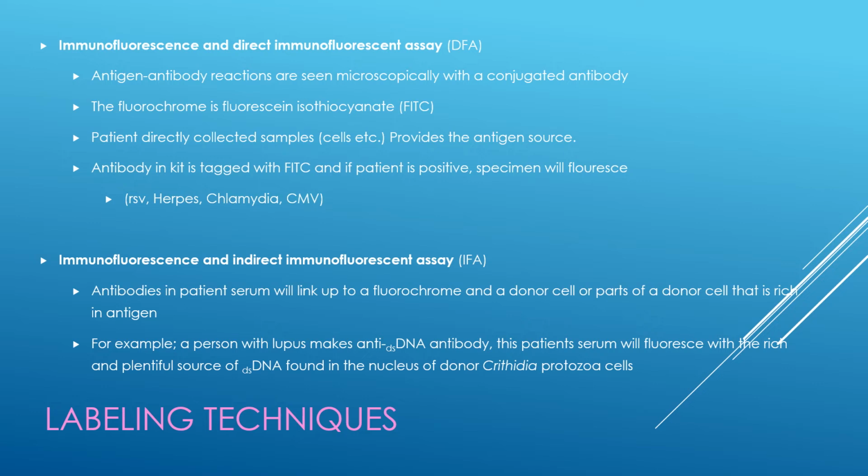For example, a person with lupus makes anti-double-stranded DNA antibody. This patient's serum will fluoresce with the rich and plentiful source of double-stranded DNA found in the protozoan known as Crithidia organism.